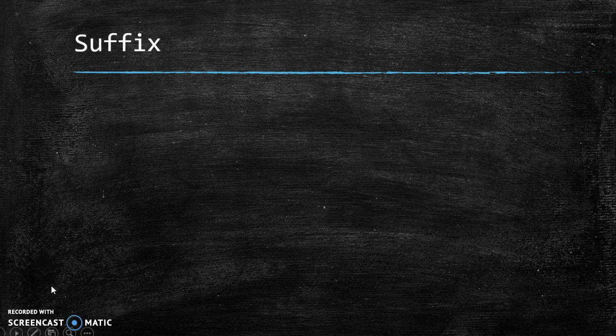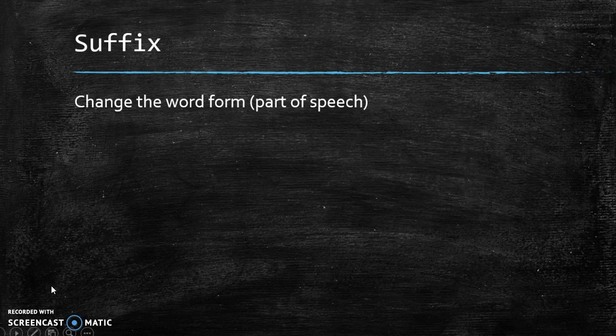The third word part is the suffix. So suffixes change the word form or the part of speech. One very common suffix is er. And as you can see, we have a little dash here, er. That means that it's going to be a suffix, or it's going to go at the end of a word.